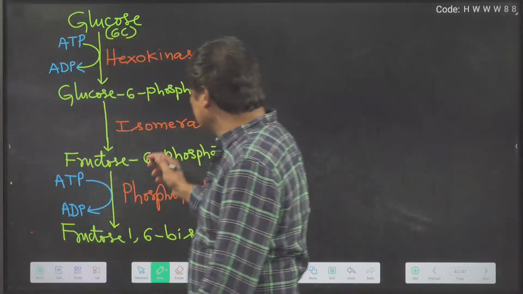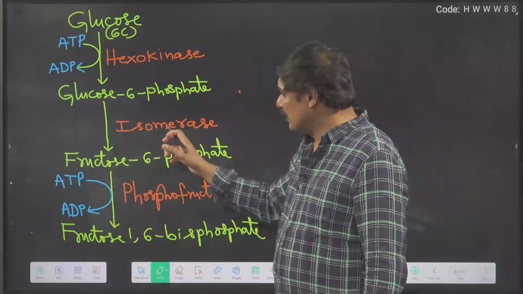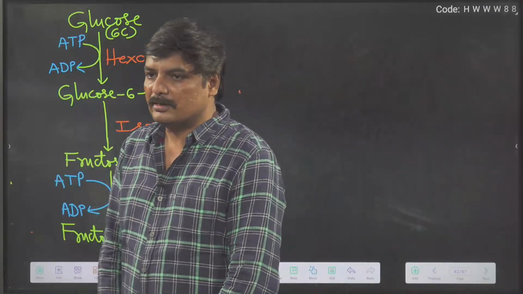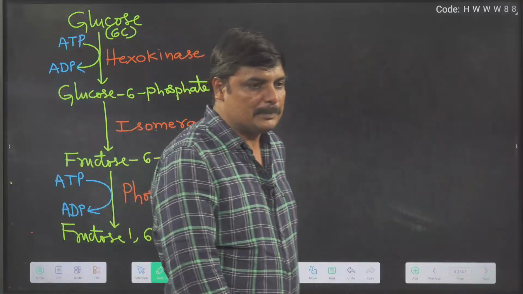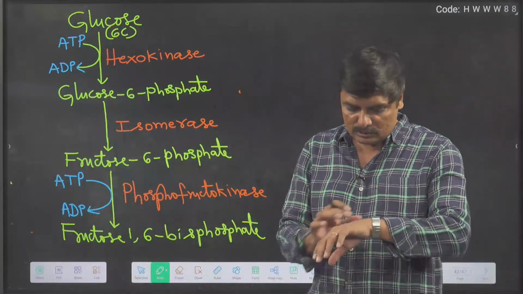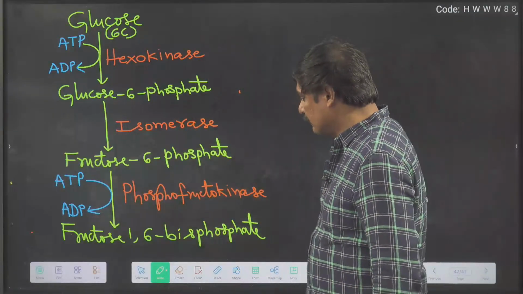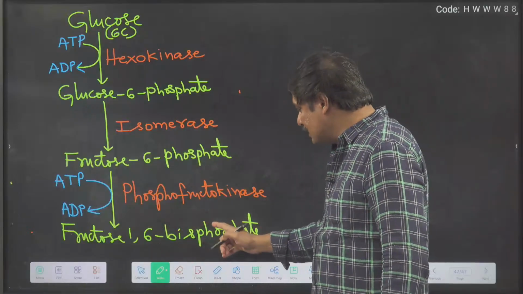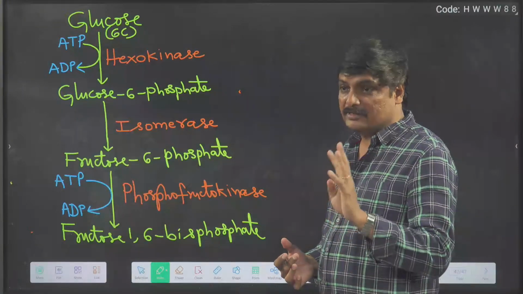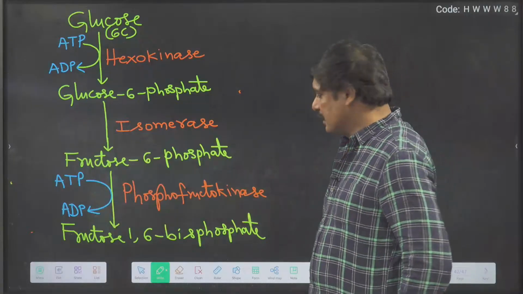Yes, I told you the shortcut name. Phosphohexose isomerase. Simply I am writing isomerase, nothing wrong. Okay, absolutely right. Next, how many steps are completed so far? 3 steps completed. Next, the fourth step. Now we are going to start the fourth step.